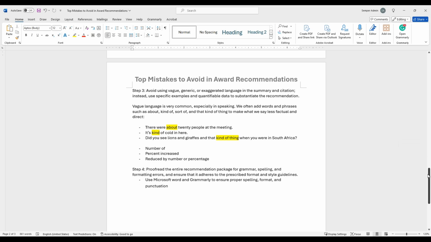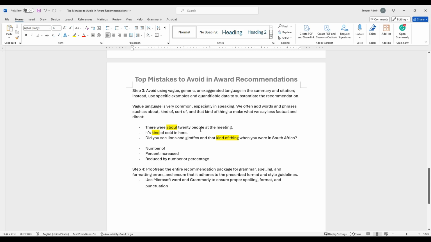The next thing that we're going to look at is avoiding the use of vague, generic, exhaustive language in the summary and the citation. Instead, you're going to use specific examples and quantified data to sustain the recommendation. Vague language is very common, especially when speaking. We often use add-on words and phrases such as kind of, sort of, and that kind of thing to make it less factual and direct. Remember, when these awards are being written, it's all facts. Facts, direct, you're not going to add any extra fluff. You just want to put the fine details in there. You might have to tell a story, especially when you're talking about Meritorious Service Medals and above. But you want to make sure that you're not fluffing this thing up or using these very vague terms in there. So I gave some examples.